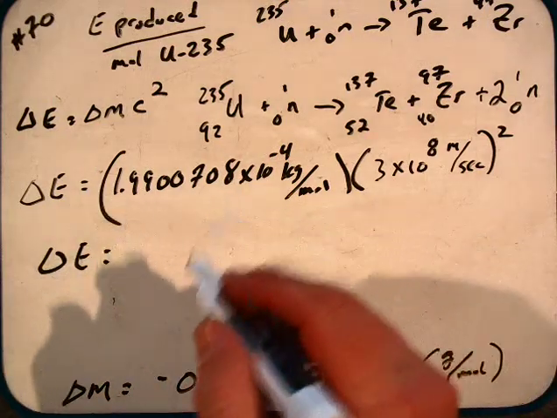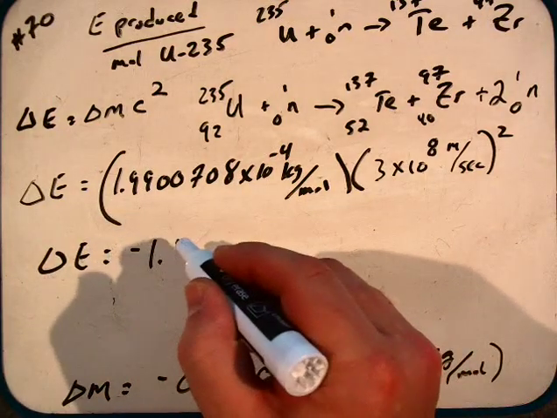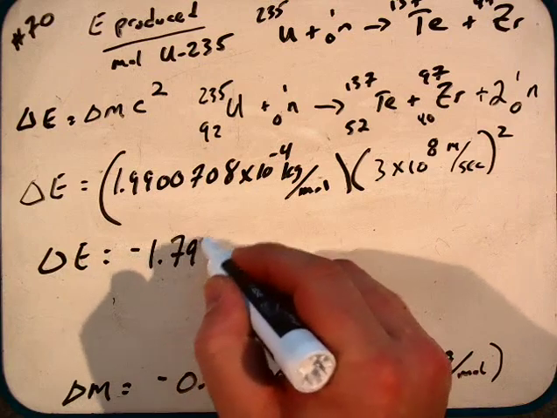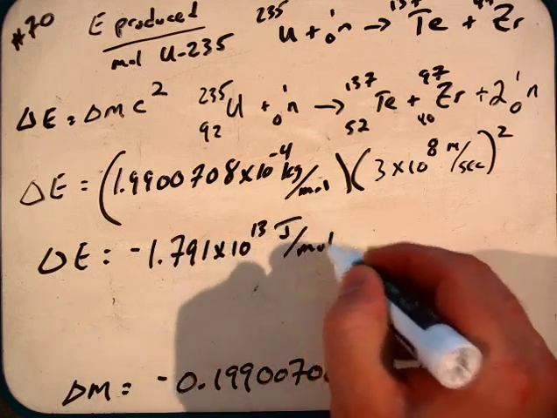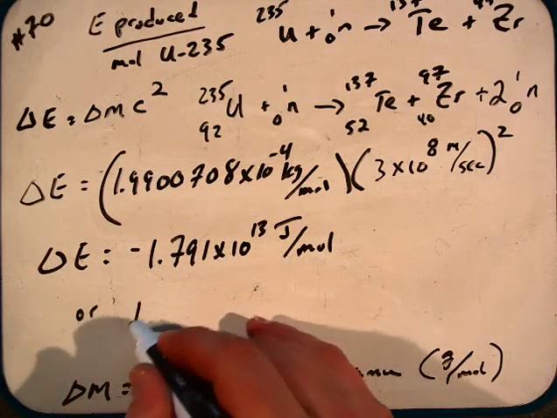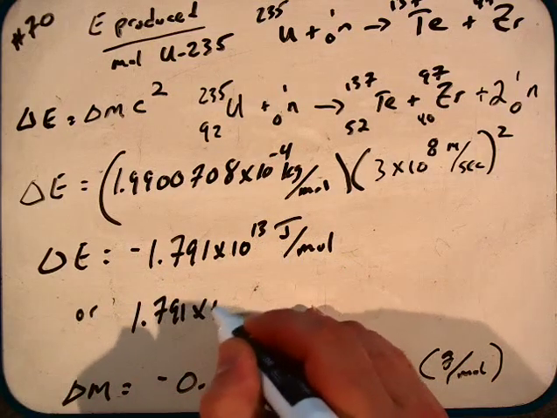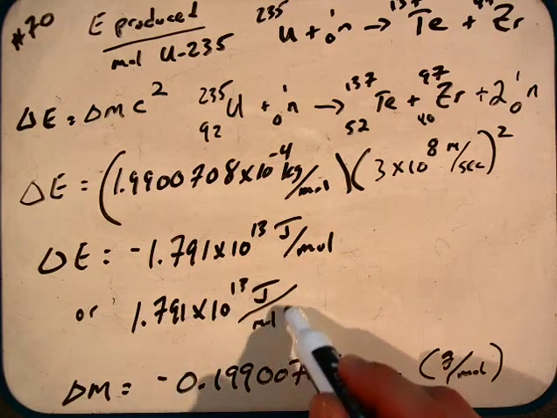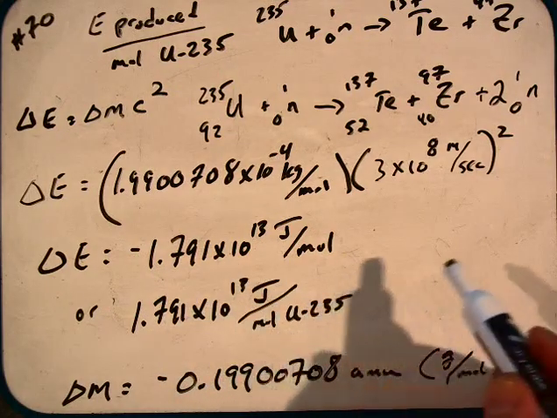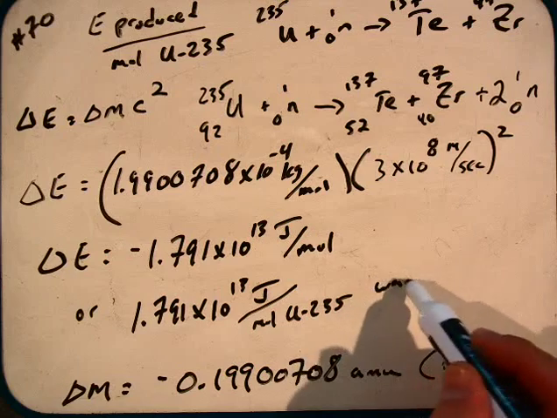And so when we plug that in, we get a value of negative 1.791 times 10 to the 13th joules per mole, or 1.791 times 10 to the 13th joules per mole of uranium-235 was produced.